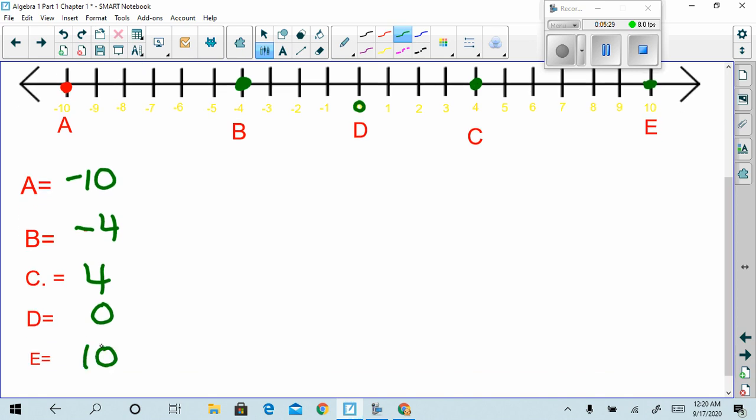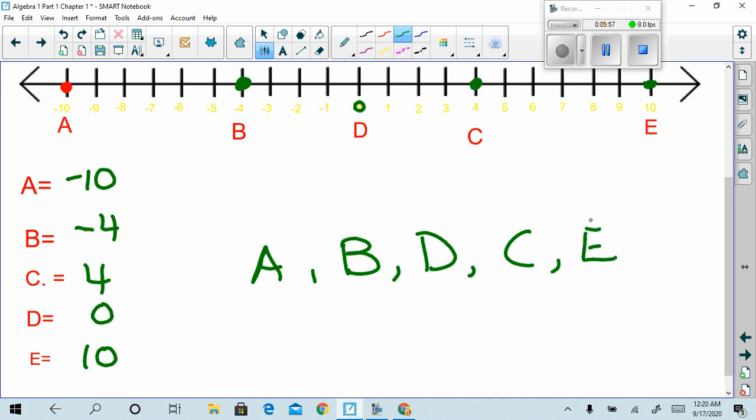So we should very easily be able to look at either points and graph them, or look at the graphs and name the points. Once again, we can now order these from least to greatest, and I'll use the letters this time. I'm going to say that the lowest here was A, the least, followed by B, D, C, and E. And there we have, I had them in order and then graphed them.